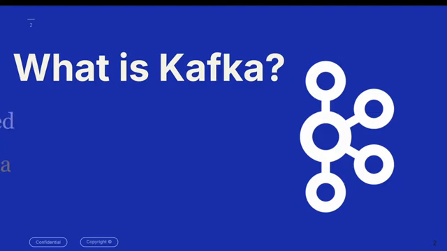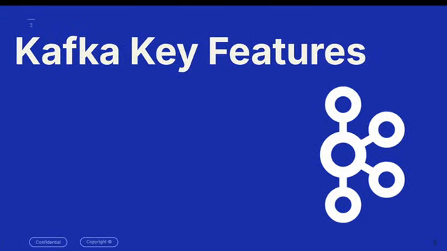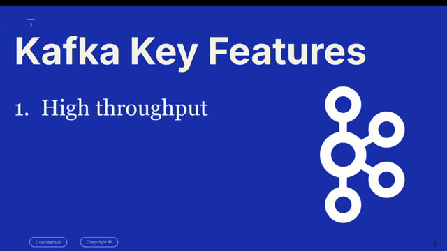Okay, so Kafka is an open source distributed event streaming platform that is designed for real-time data pipelines and event processing. And so I would like to discuss what the Kafka key features are here. The first one is high throughput. So what is high throughput? Kafka can handle large volumes of messages, like millions per second. So that is handled efficiently.